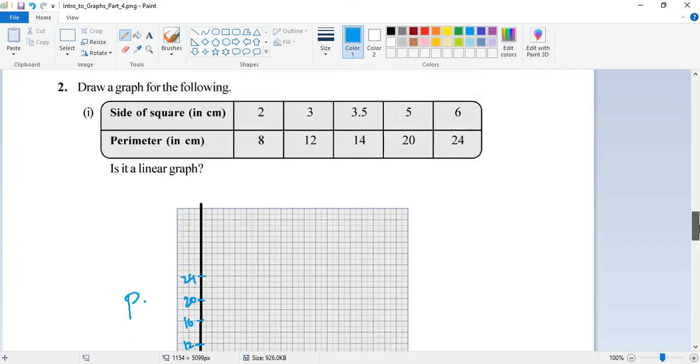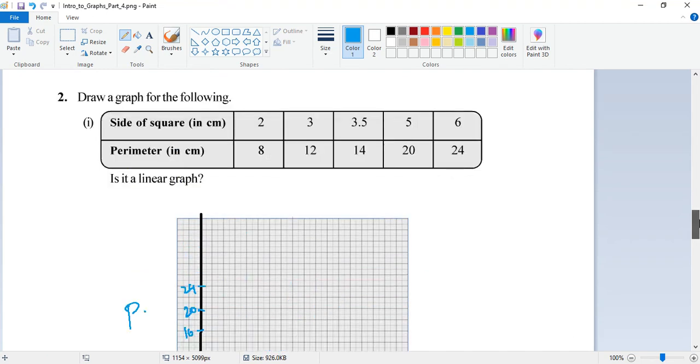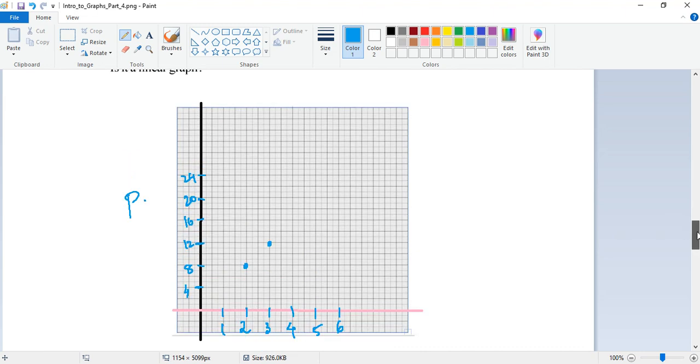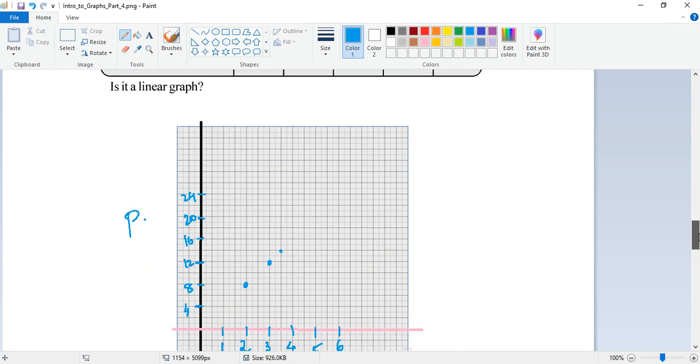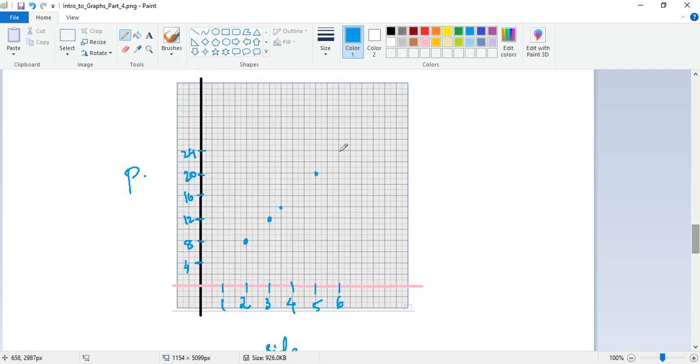2, 8. So 2, 8 is over here, and then next is 3, 12. 3, 12 is over here. Next one is 3.5, 14. 3.5 is over here, 14 is somewhere over here. Okay, then the next one is 5, 20. 5, 20 is over here, and 6, 24. 6, 24 is over here.